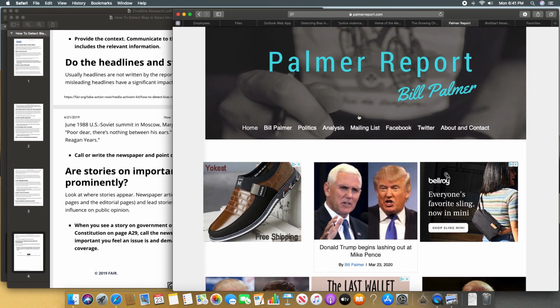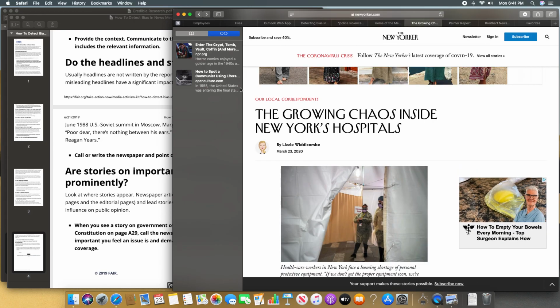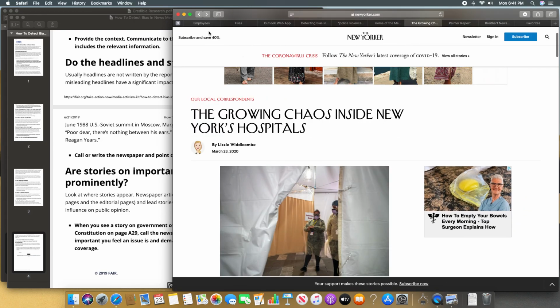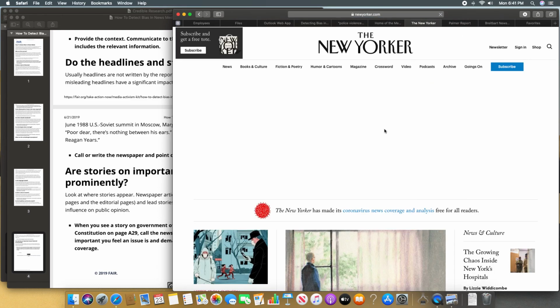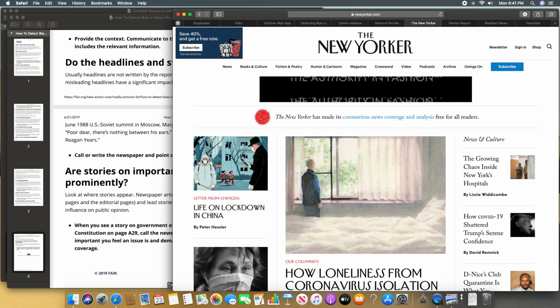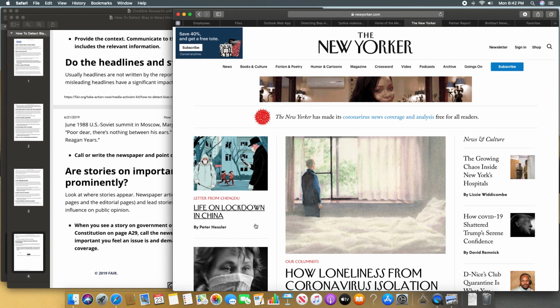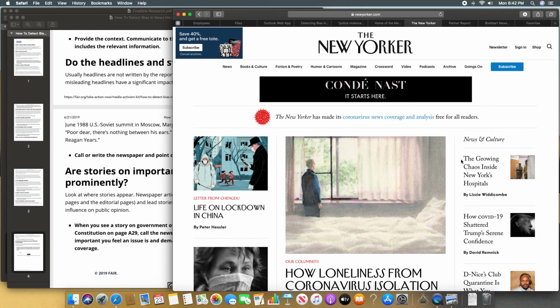All right, so let's check above the fold. Let's go back to the New Yorker. This is really annoying that this bar keeps popping up. I'm just going to go back to the home page. Remember I was telling you about the fold? So what's above the fold? Well, COVID-19 is obsessing all of us, but that's important. That's something that everybody is talking about, and it's important for you to know about. The New Yorker made its coronavirus news and coverage analysis free for all readers. That is awesome. Oh my God, I love the New Yorker for that. So what's above the fold? All of the important stuff we need to know.